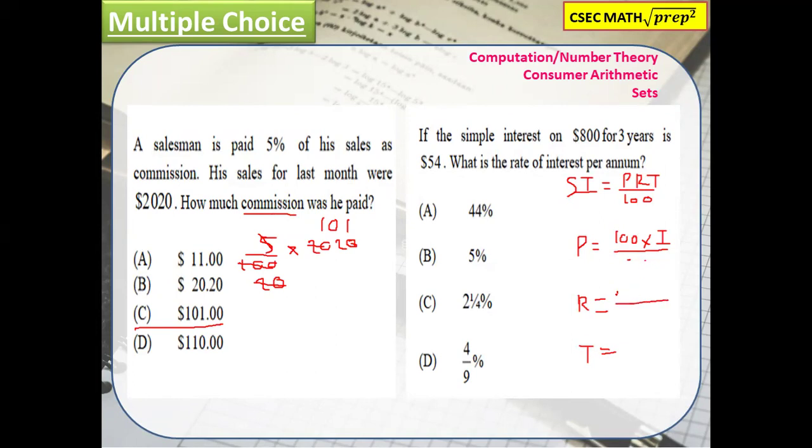For rate, it is 100 times I over the other 2 things other than the rate, this principal times time. And for time, it will be 100 times I, again, over the other 2 things, that's principal times rate. In this case, the question is asking for rate. Therefore, what we do, just insert these information that we have into the rate formula here.